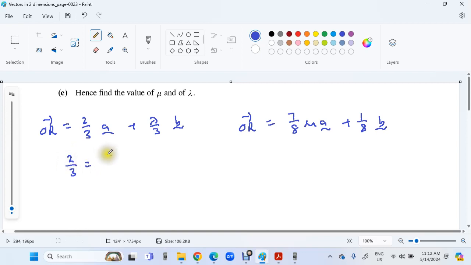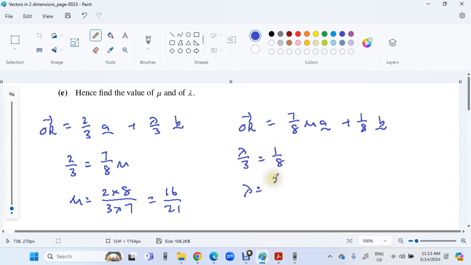So we have 2 over 3 equals 7 over 8 mu. Then mu will be 2 times 8 over 7 times 3, so it will be 16 over 21. And we have lambda over 3 equals 1 over 8. Then lambda will be 3 over 8. So we have mu is 16 over 21 and lambda is 3 over 8.